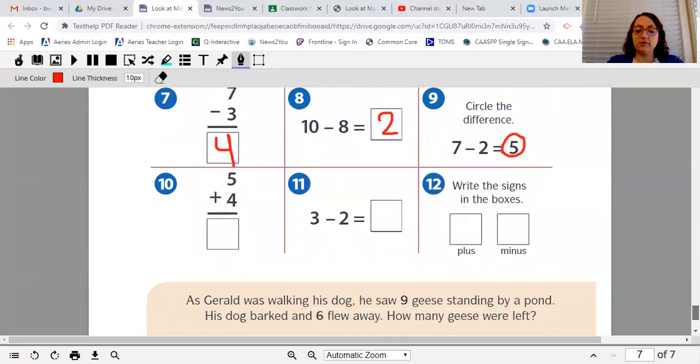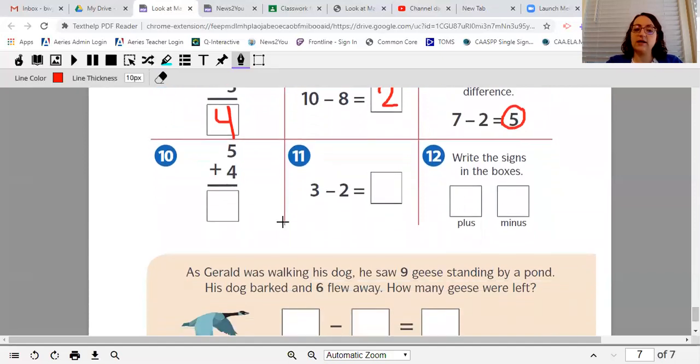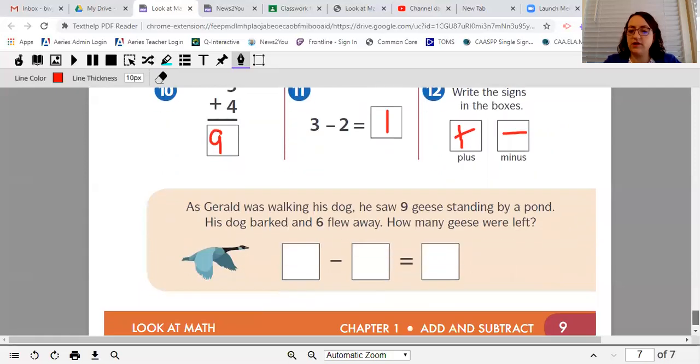4 problems actually, because we have a word problem left. We can do it, guys. We have 5. We add 4. 1, 2, 3, 4. So our total is 1, 2, 3, 4, 5, 6, 7, 8, 9. Okay, guys. 3. We're taking away 2. That leaves us with 1. So write our signs in the boxes. So plus and minus. Last problem.